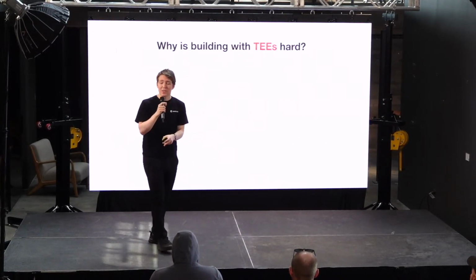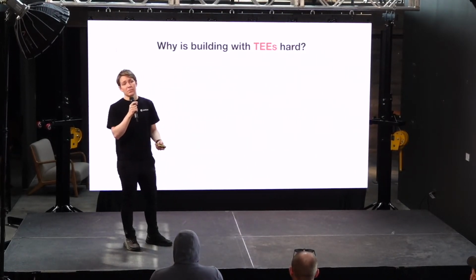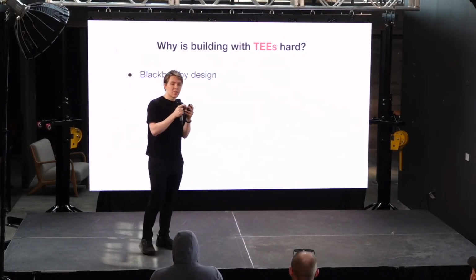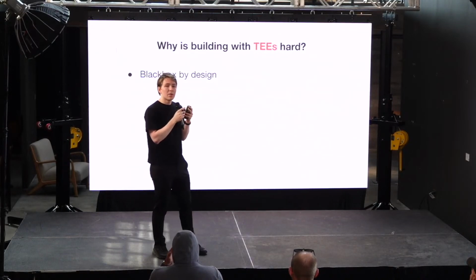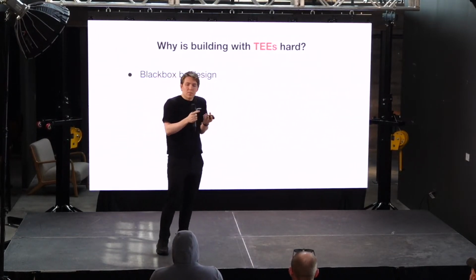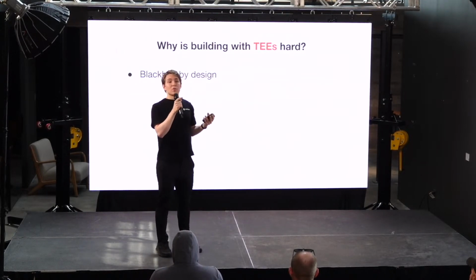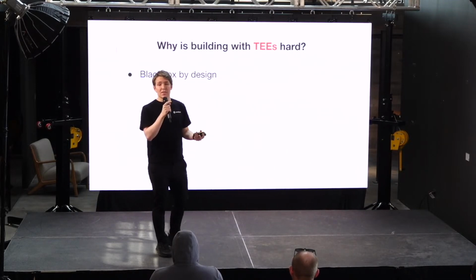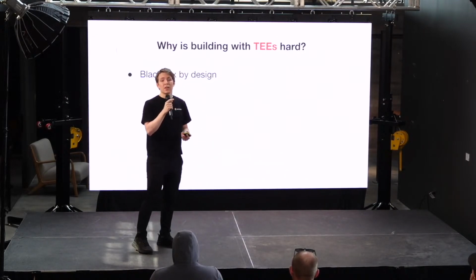Trusted execution environments are hard to build with by design. They are a black box. It is a small isolated pocket, a micro VM in the case of AWS Nitro Enclaves, whose whole goal was to make sure that the host is not able to access what's inside, not able to tamper with what's inside, to make sure that the integrity of the enclave is preserved.